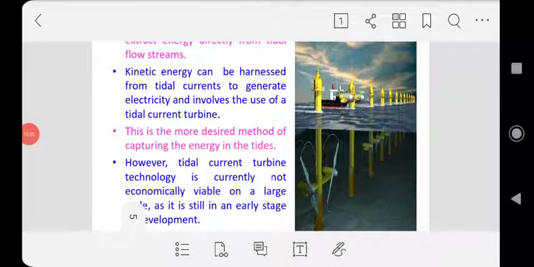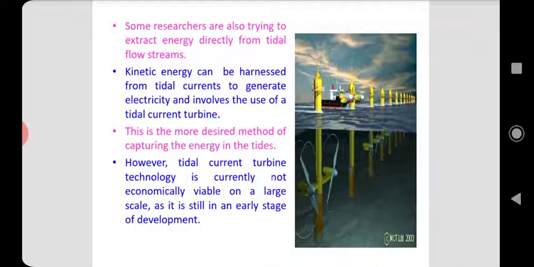So some researchers are also trying to extract the energy directly from tidal flow streams. Kinetic energy can be harnessed from tidal currents to generate electricity and involves the use of a tidal current turbine. This is a more desirable method of capturing energy in the tides. However, tidal current turbine technology is currently not economically viable on a large scale as it is in an early stage of development.